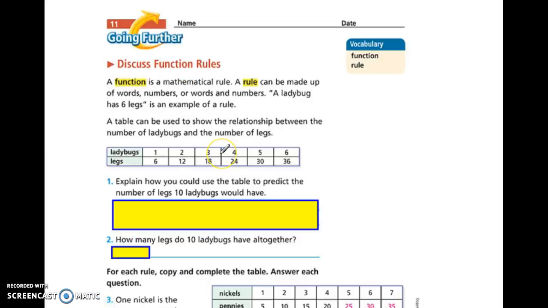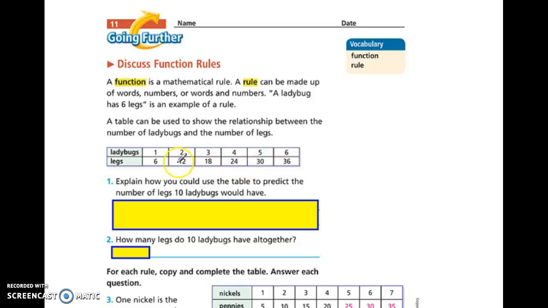Lastly today, we're going to introduce the idea of a function. A function is a mathematical rule. And a rule can be made up of words, numbers, or words and numbers. So for example, a ladybug has 6 legs is an example of a rule. We know that ladybugs have 6 legs. So if you look at this function table, it shows we've got 1 ladybug, it has 6 legs. If I've got 2 ladybugs, it has 12 legs, and so forth.